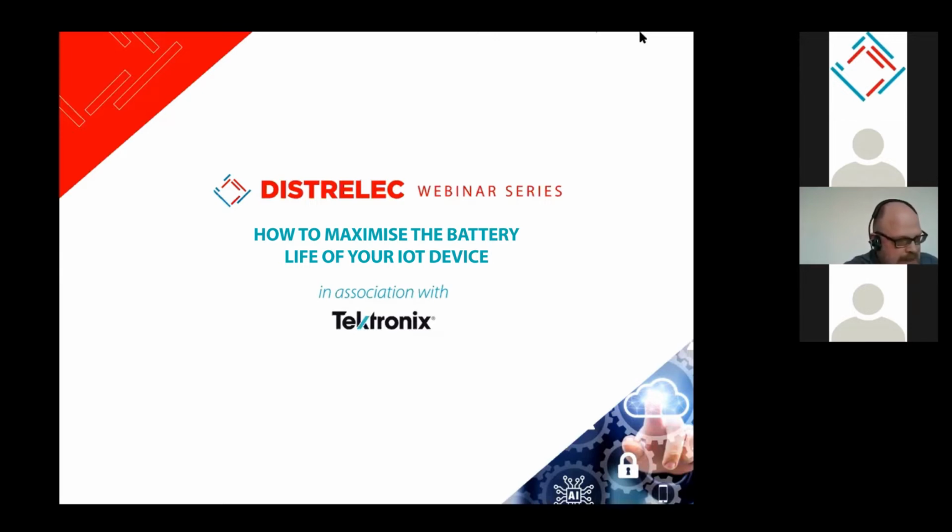Examples of the types of IoT devices you are designing now and in the future will be wearable devices, portable medical devices, and battery-operated industrial sensors and transmitters. For these devices, maximizing battery life is essential. To meet the design requirements for battery life, the designer needs to be able to determine the total power consumption that the device is drawing.